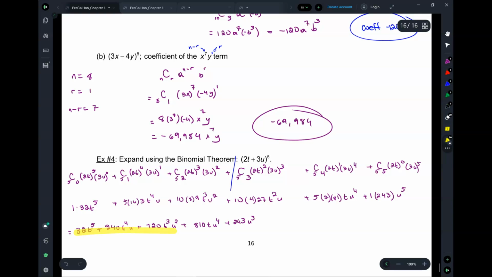And that is the binomial expansion of that one. Did I get them all? 1, 2, 3, 4, 5. Oh, which one did I skip? Okay. 32, 240, 720. Oh, yes, because the numbers were all the same. Thank you. So after the 720, we have 1080 t squared u cubed, 810 t u to the 4, 243 u to the 5th.